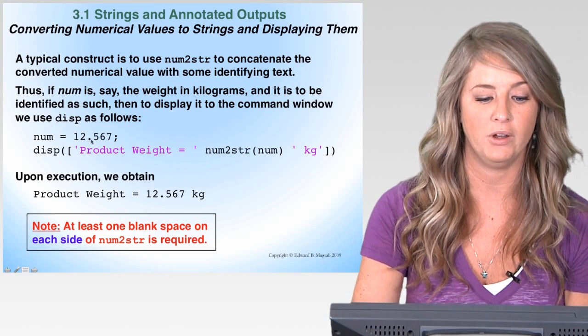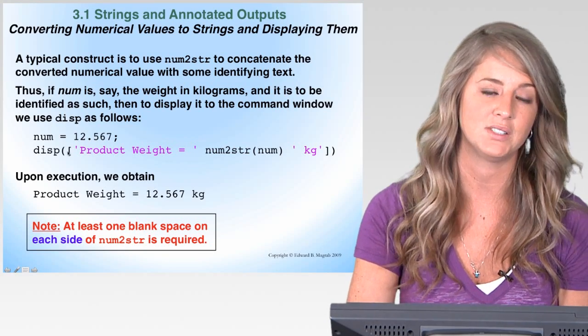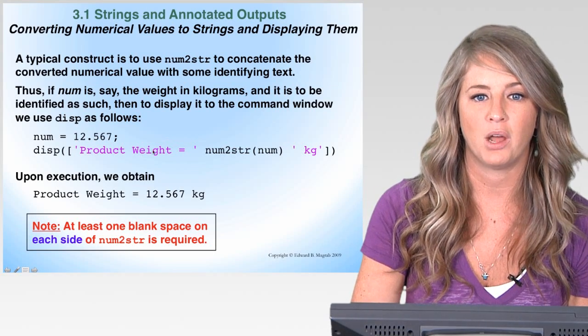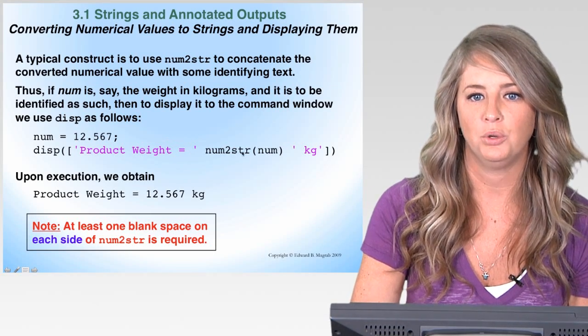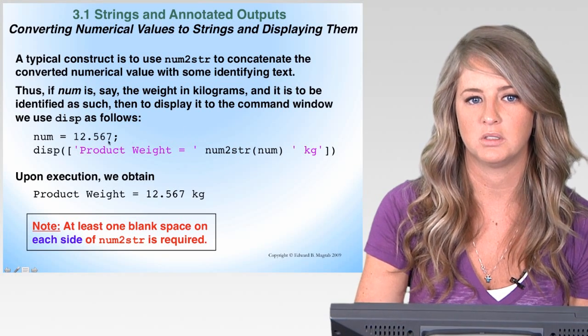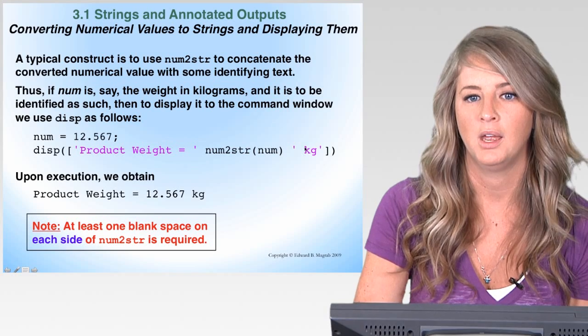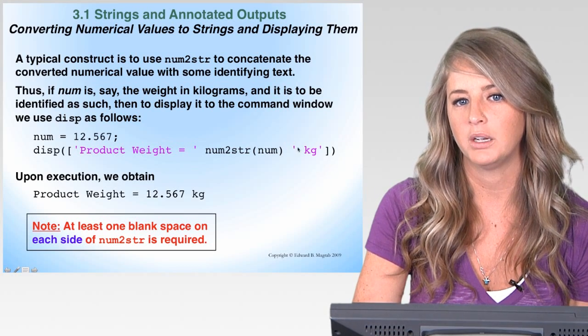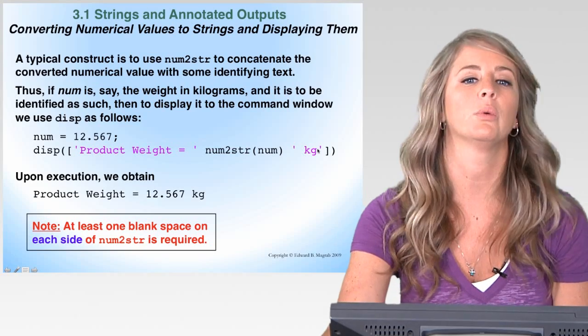So let's say we have num equals 12.567. We can use disp and then 'product weight is equal to ' num2str(num). So that's going to put this into here. And then now we can put this kilogram here. Again, those single quotation marks are required.